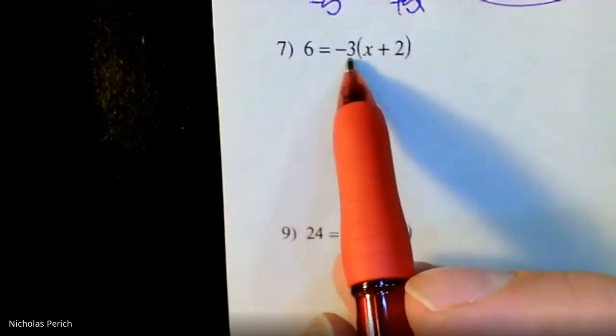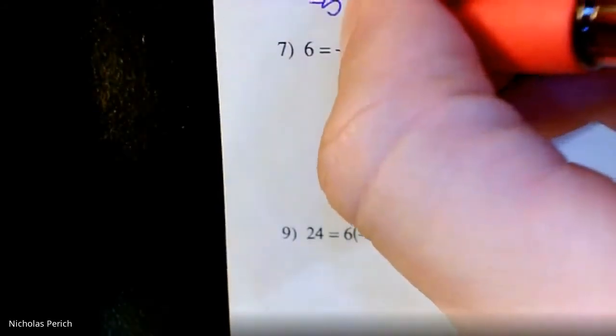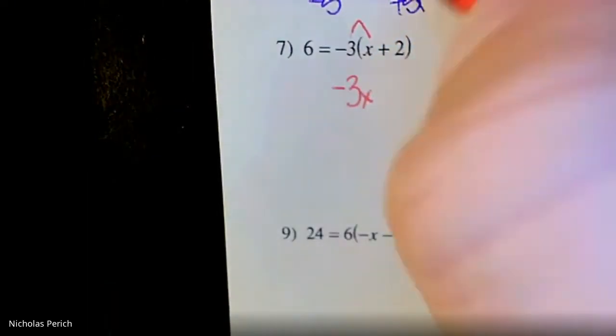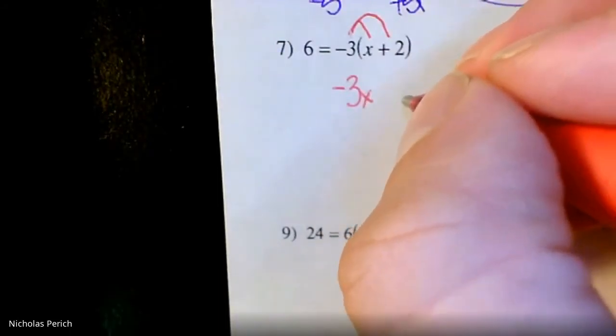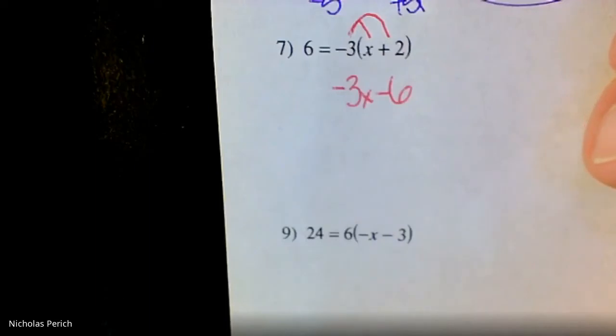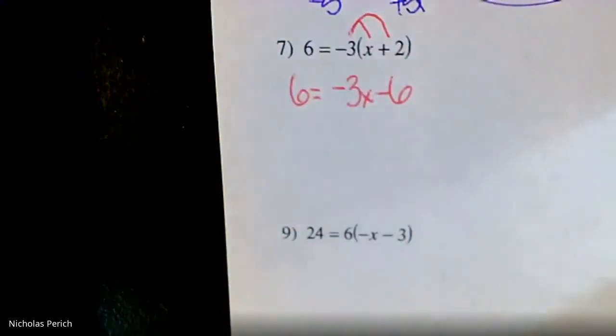I have 6 equals negative 3, and that negative 3 is being multiplied to a parentheses. When you have a number being multiplied to a parentheses, you do what's called distributive property, and you multiply that number to every single thing inside the parentheses. So negative 3 times x is negative 3x. And negative 3 times positive 2 is negative 6, also known as minus 6. 6 equals comes along for the ride.